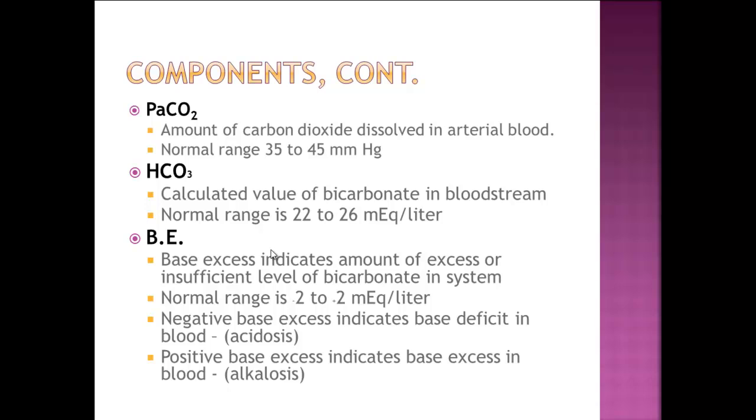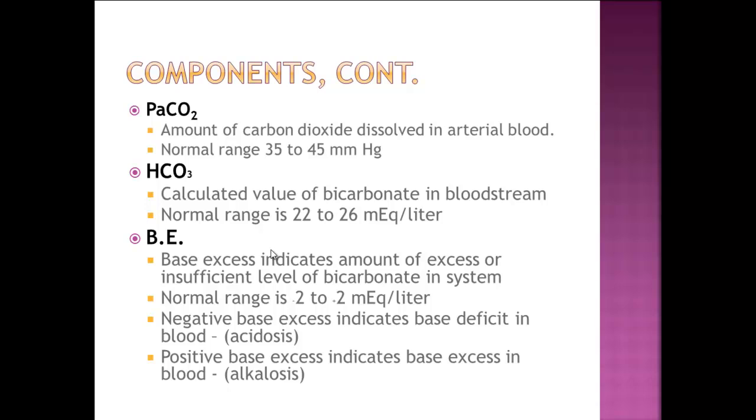The bicarbonate, which is the bicarb that is in the bloodstream, normal range 22 to 26. And we're going to look a little tiny bit at base excess because that indicates the amount of excess or insufficient level of bicarbonate in the system and often can be used as kind of an additional reinforcement as to what we might be seeing in the acid-base balance in the blood or the body fluid. Normal range of the base excess is -2 to +2 milliequivalents per liter.